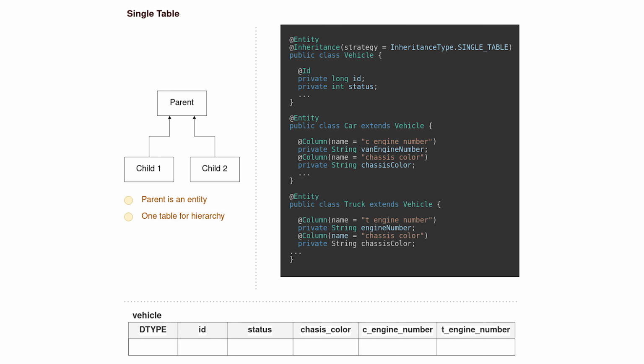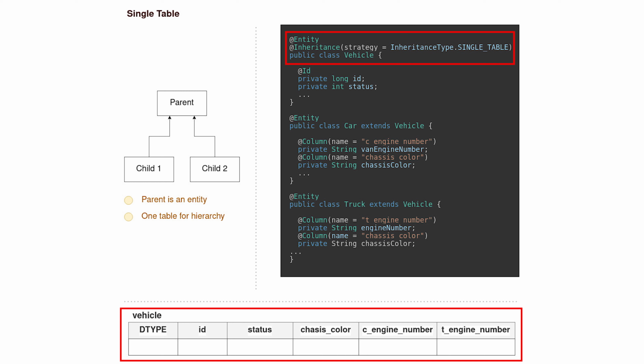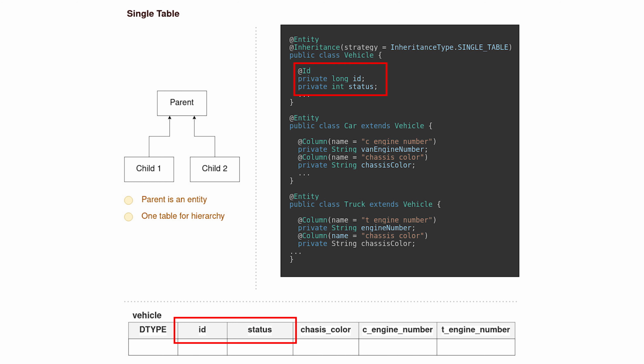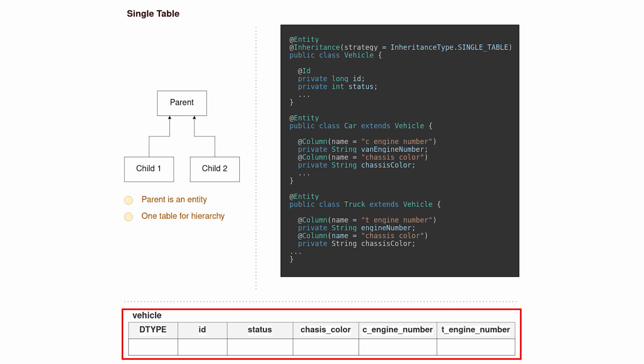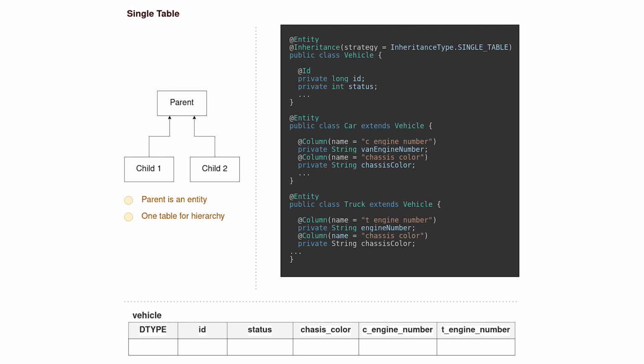JPA provides a single table approach where the superclass will be an entity, unlike in the previous approach, and per class hierarchy it will create a single table. As in this example, ID and status are both inherited onto the car and truck classes. However, a single table is created on the database. And for duplicating fields, it will create a single column, like in this example chassis color, which is an attribute of both car and truck. It will not duplicate them.